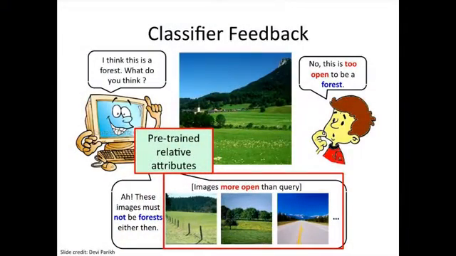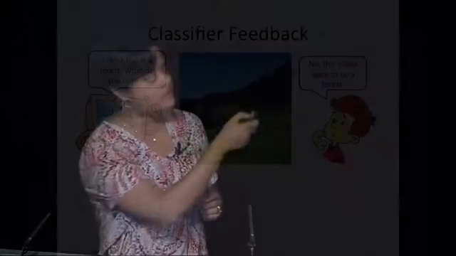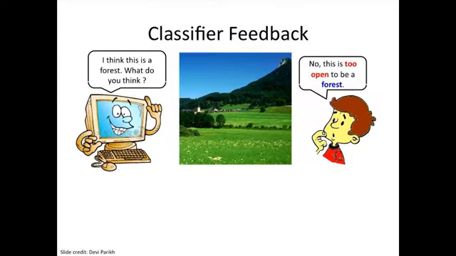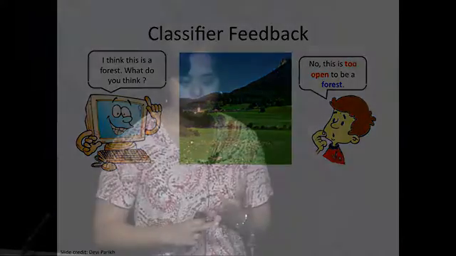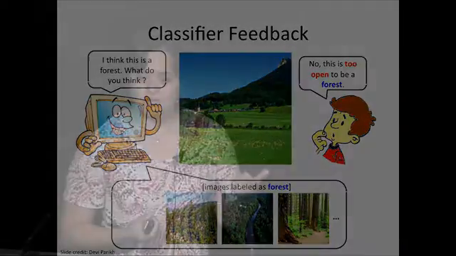And so what we explored after that was, well, what if you don't have these pre-trained attribute classifiers? What if you try and learn these attribute classifiers on the fly? And the question is, can you do that? And the answer is yes, because if you think about it, when the feedback says, no, this is too open to be a forest, yes, that's giving you information about what forests look like, but it is also giving you information about what open means. So if this image is too open to be a forest, and if the machine already has a few example images that are labeled as forests, then those must be less open than this query image. So it can use the same feedback as annotation for updating its attribute classifiers.